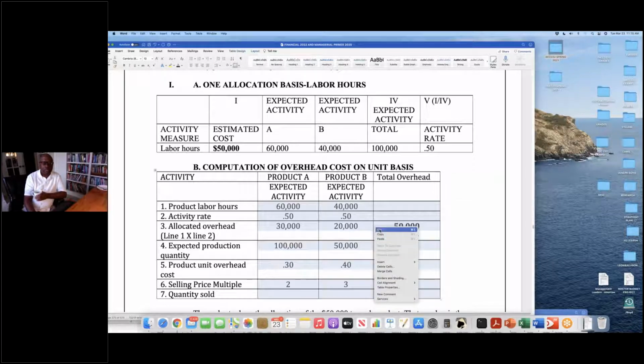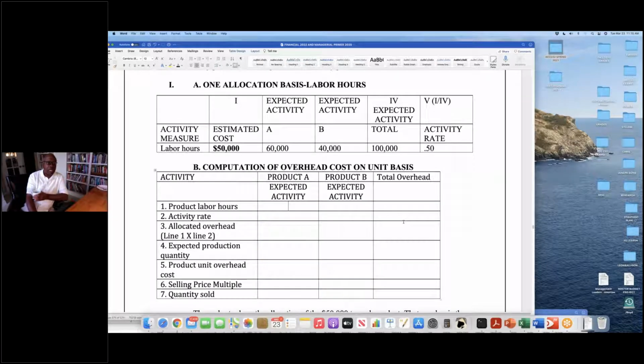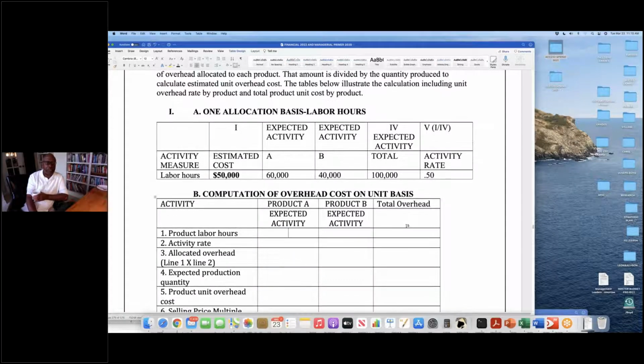So I can go back through it, and you'll see everything that goes in. So now I'm going to work on how much of the 50,000 is going to each product, product A and product B. The first thing I do is bring down my product labor hours. So I copy these and I put these in. So I've got 60,000 labor hours for A and 40,000 for B.